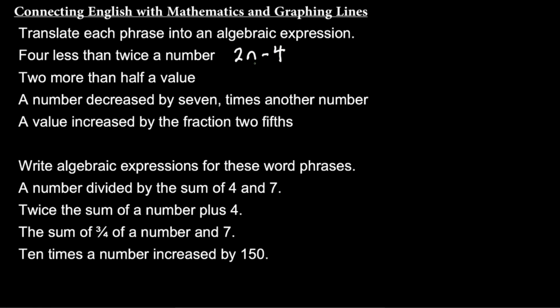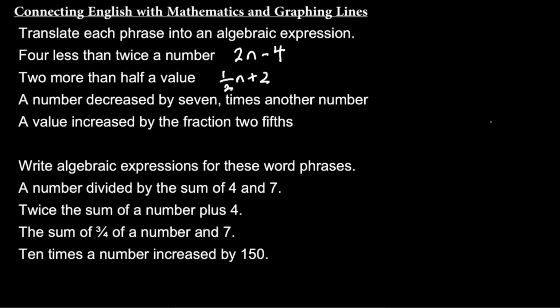Now in this example, I'll use n for the variable, but you can also use x, which is another common variable. Next, we have 2 more than half a value. So half a value would be 1 over 2n, and 2 more would be plus 2.